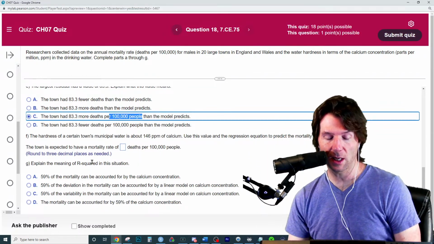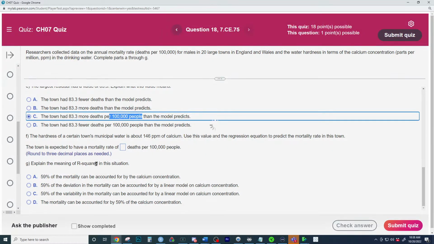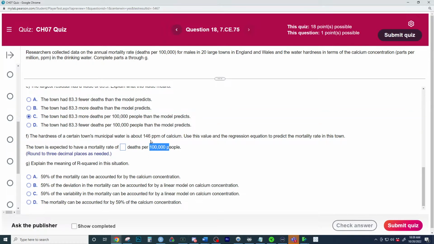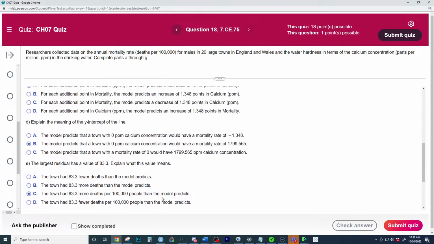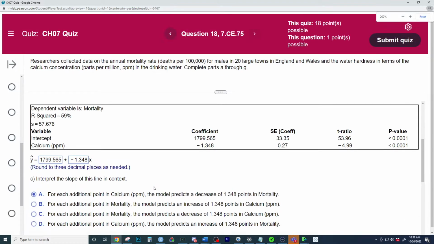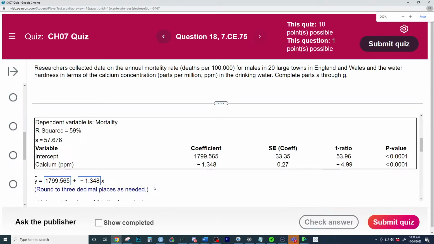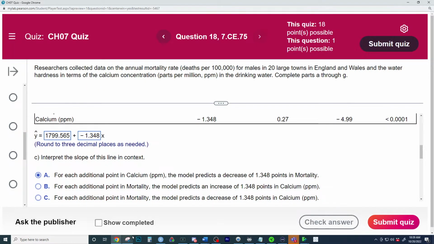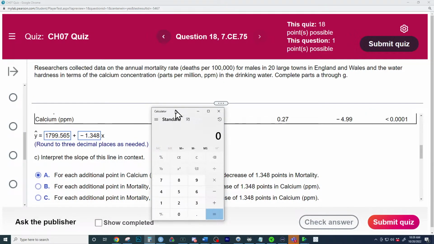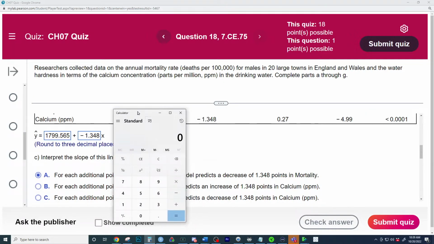The hardness of a certain town was 146. We're probably going to make some predictions right here. Use the values in the regression model to predict the mortality of this town. Since it is in deaths per 100,000, we don't need to do any unit changes. What do we do with 146 to make predictions? It says predict the value, which means a y hat.